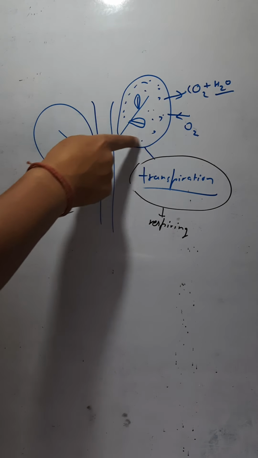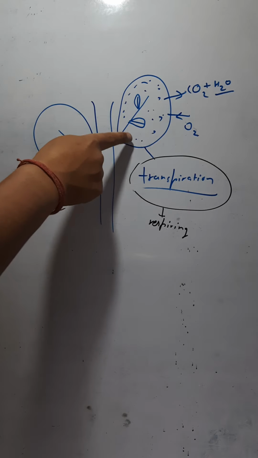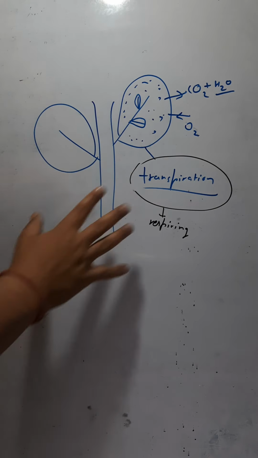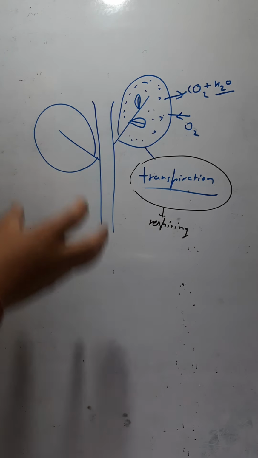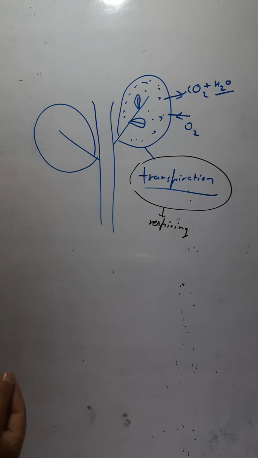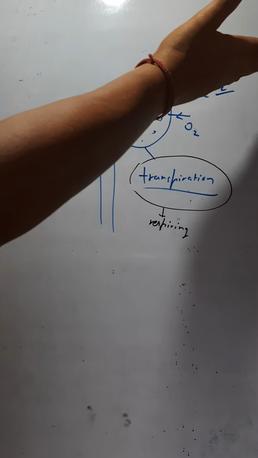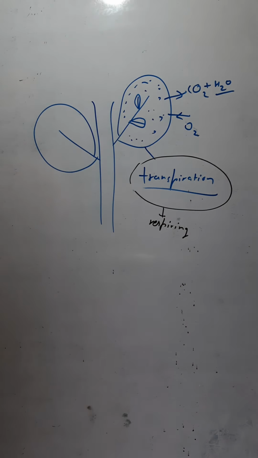So these are the water droplets which are released by the leaves. So this process of transpiration takes place during respiration. Are you getting this? So this is all about the process of respiration. Under respiration, plants take in oxygen and release carbon dioxide and water droplets into the atmosphere. Okay, let me write this.